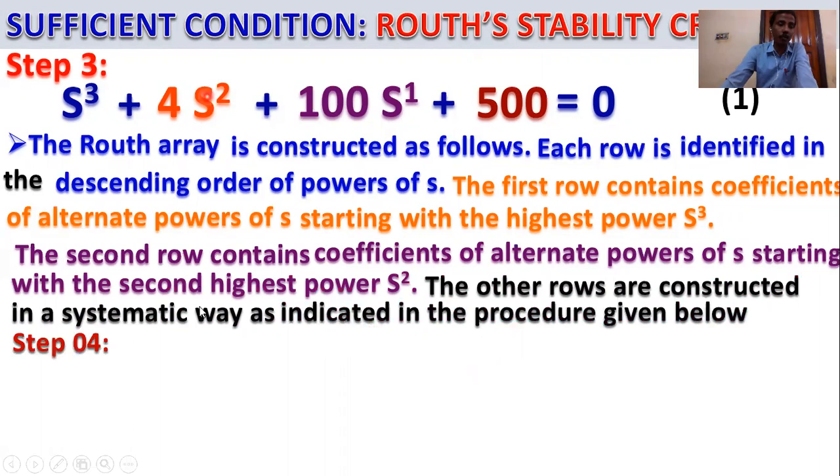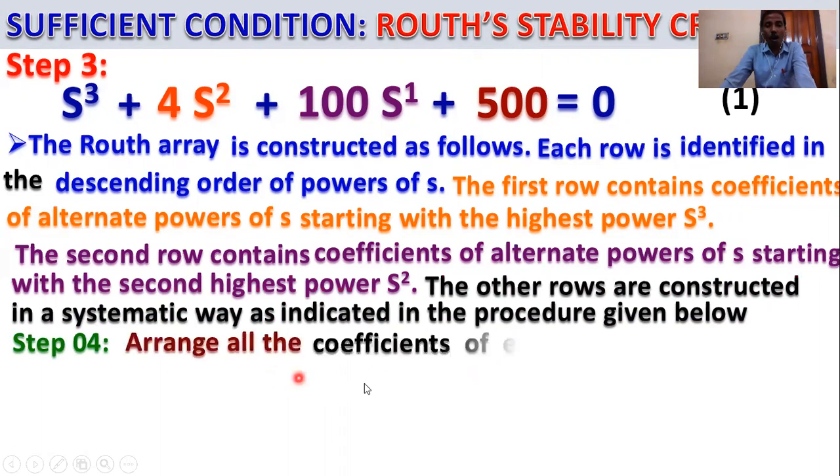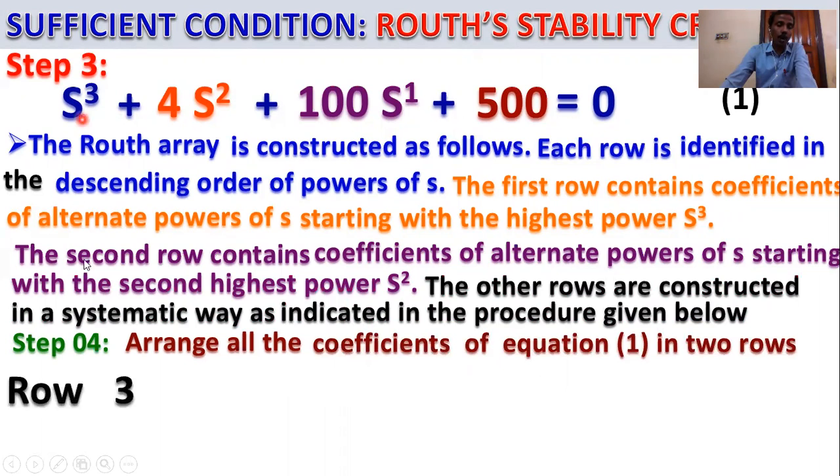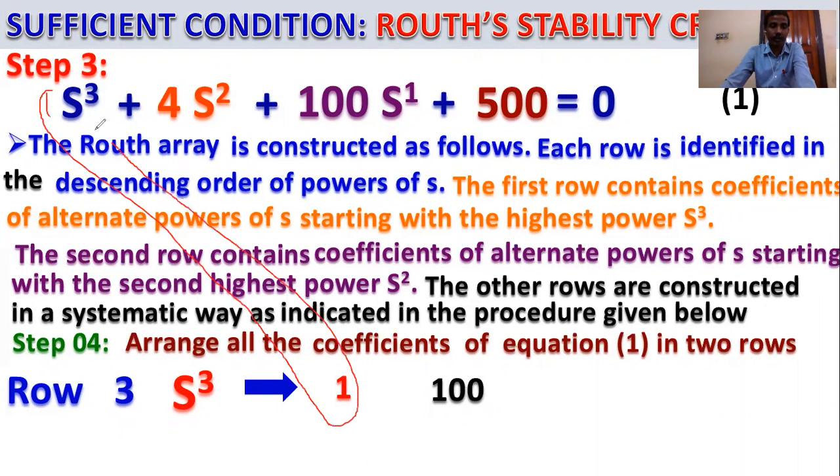So step number 4. First, arrange all the coefficients of equation 1 in 2 rows. Row number 3, S cube, and these are the alternating coefficients, 1 and 100.